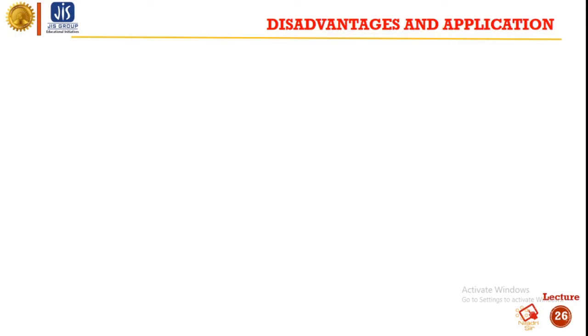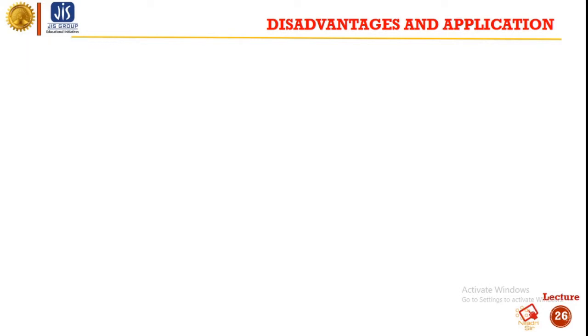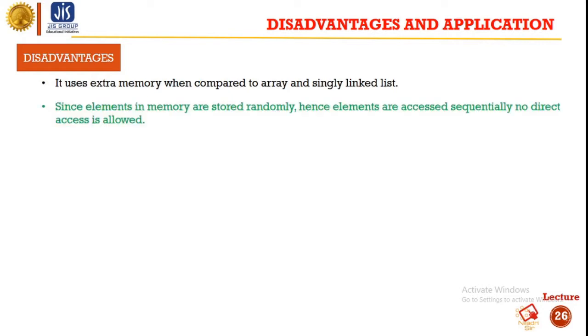What are the disadvantages and applications? Sorry, first the disadvantages. It uses extra memory when compared to an array and a single linked list. Since elements in memory are stored randomly, elements are accessed sequentially. Okay, so no direct access is allowed.